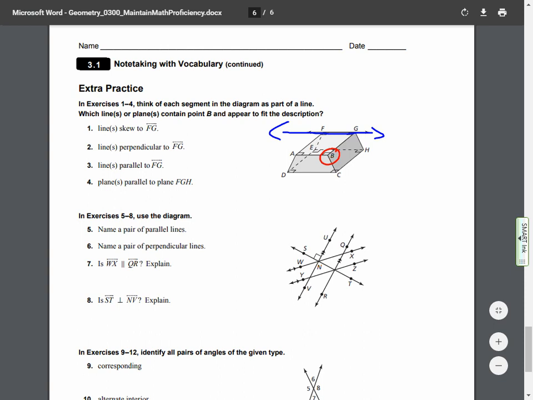Well, the only lines that contain point B are AB, okay, which that line is parallel. They're on the same plane, those will never intersect. We have line BG, okay, those lines intersect, those aren't skew. And then we have line BC. Okay, those are skew lines, BC and FG. So I'm going to say line BC. Okay, and that's how I write my line, BC with a line over it.